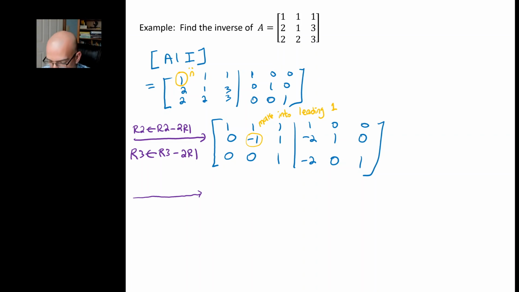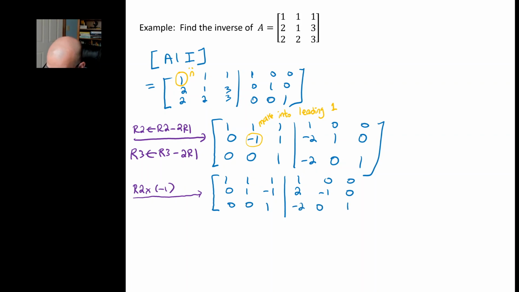I hate it. Okay, so what I'm going to do is I'm going to replace row 2, I'm going to multiply it by -1. Row 2 multiplied by -1. So 1, 1, 1, 0, 1, minus 1. And I have to do the same thing to the right-hand side. So +2, -1, 0, 0, 0, 1, -2, 0, 1.